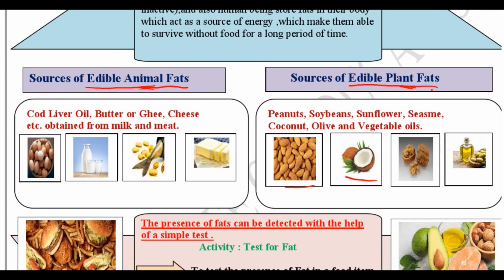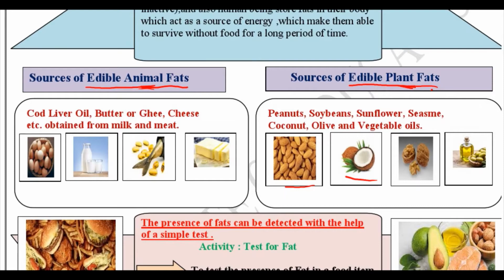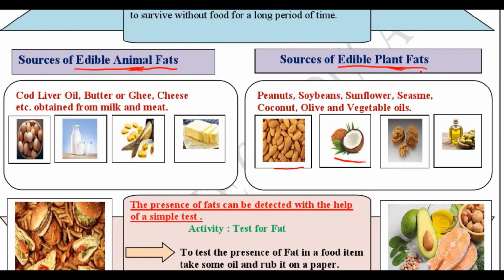So what do you see here is that coconut, walnuts or vegetable oils are made from what? They are made from plants. So coconut is from the coconut tree, then olives even, and then vegetable oils.